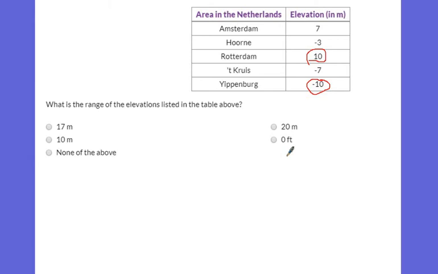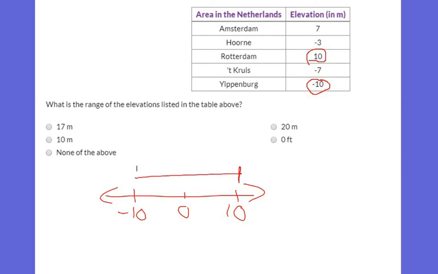Easiest way for me to see it is on a number line again. So if -10 is here, 0 is there, +10 is there. What's the difference between these two spots? Well, there's 10 sections there, 10 sections there, for a total of 20 for the distance between those two spots. That's what range means. So 20 meters would be the range in those elevations.